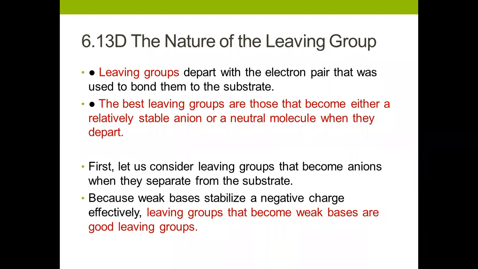So leaving groups that are weak bases are good leaving groups because weak bases are actually more stable than strong bases. They can be more easily stabilized. When they are stabilized, for example, RC double bond O, O, they form anions. But because of the resonance structure, they have less tendency to donate electrons, therefore they are considered to be weak bases compared to the OR, RO. And so you can say that weak bases are good leaving groups.